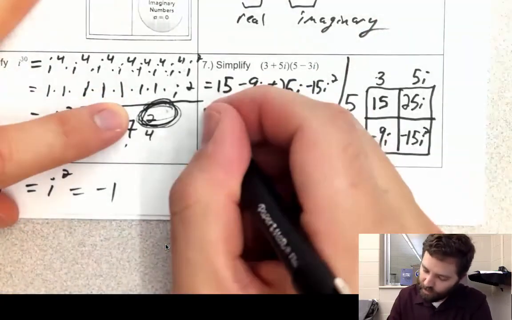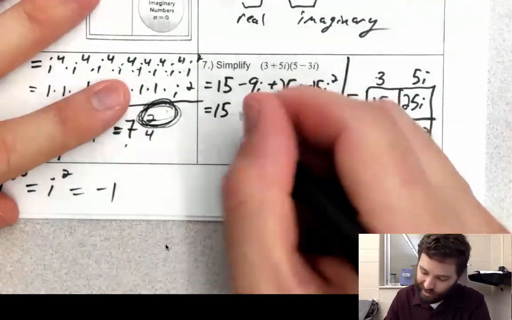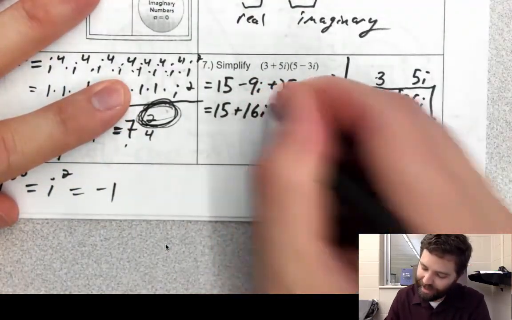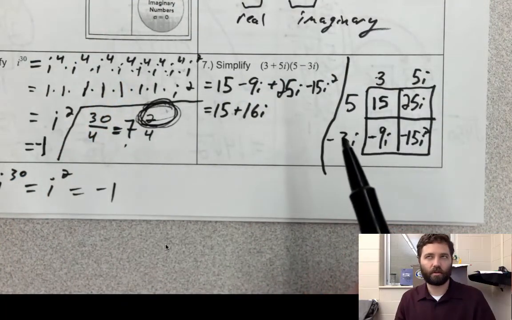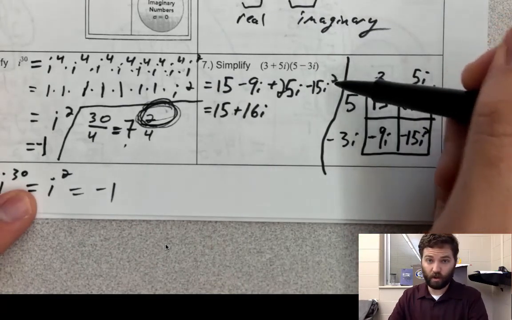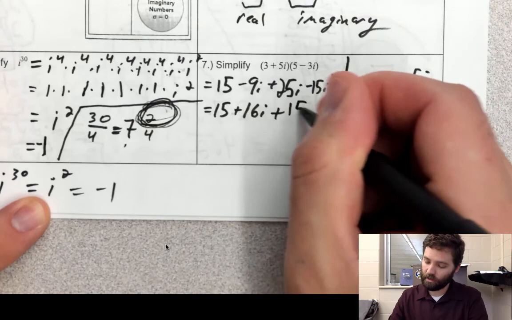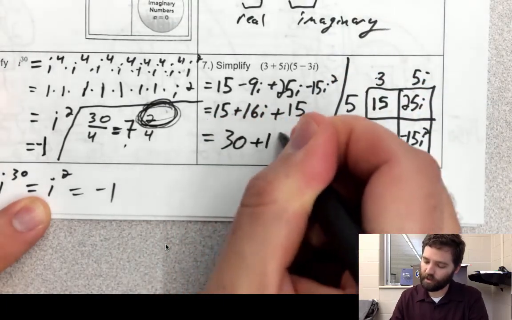Okay, simplify. So this would be 15, and then minus 9i plus 25i, that would be 16i. And then negative 15i squared. That's negative 15 times negative 1. Okay, so that would be positive 15 then, right? Because i squared is negative 1. So it would be plus 15. 15 and 15 is 30. So I end up with this, 30 plus 16i.